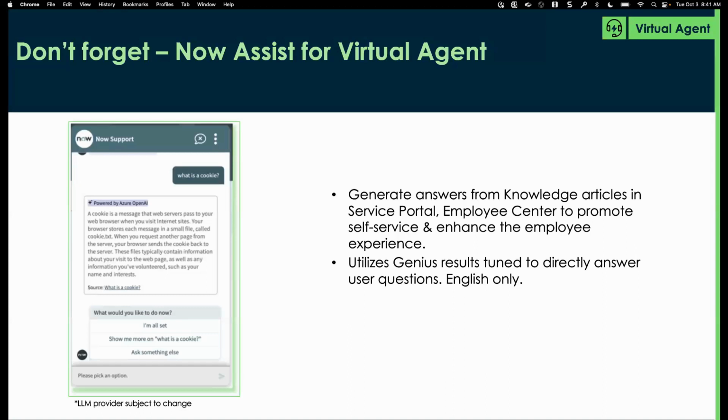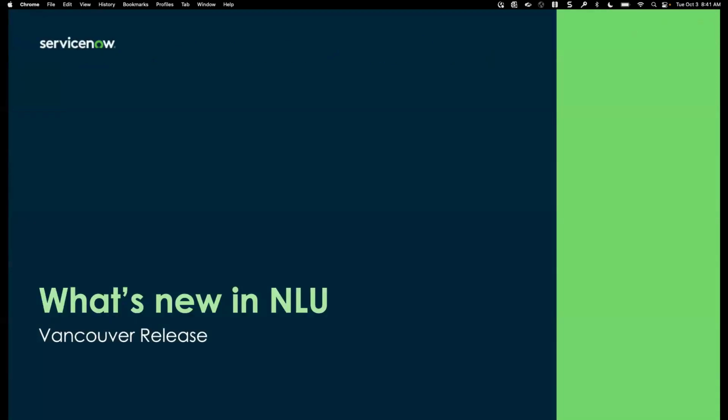Okay, so it's a more natural language sounding answer that provides more contextual information powered by Now Assist, in this case, Azure OpenAI, although that's subject to change. And it's just a better experience than providing Genius results or a list of links, right? Just note that this is also currently English only. All right, so that's all for Virtual Agent.